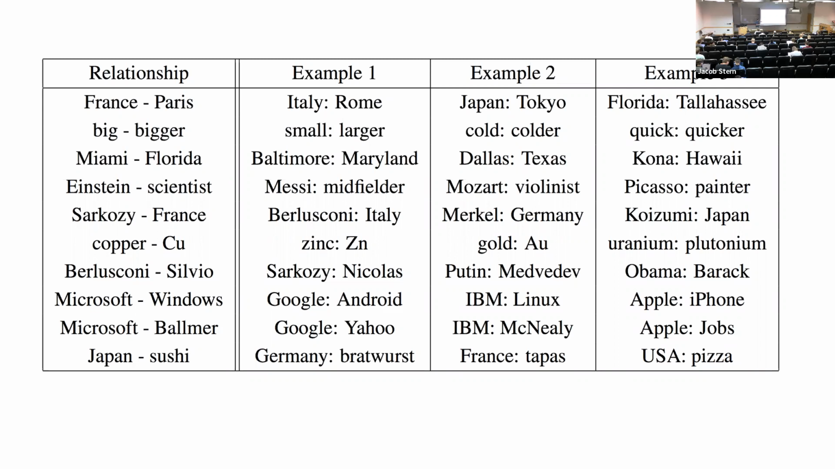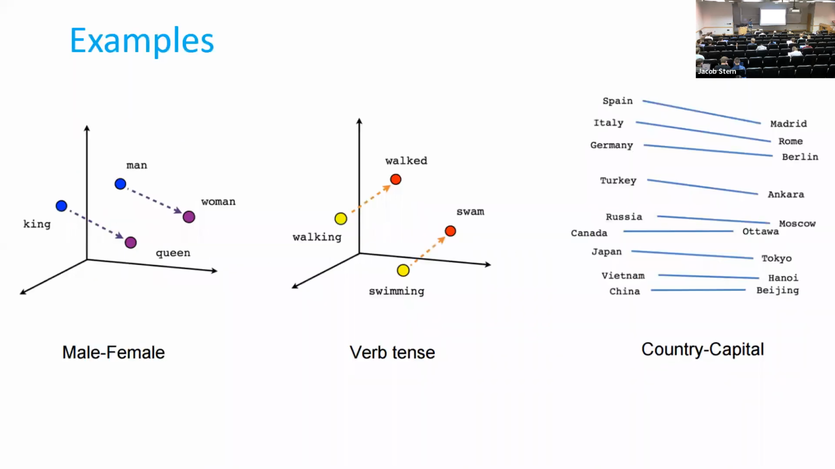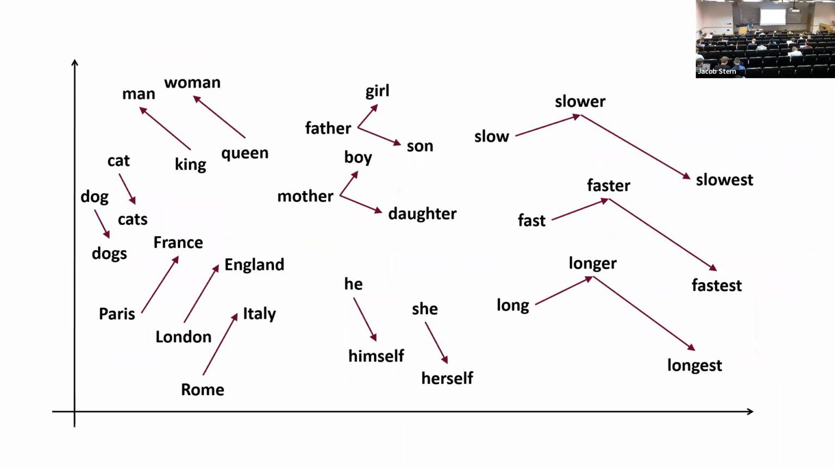But you can see, again, we have Microsoft Ballmer. So that's Steve Ballmer. He was the CEO of Microsoft. And then we get Google, Yahoo, IBM, McNeely, Apple, Jobs. So again, apparently Yahoo is the CEO of Google. So yeah, they aren't perfect, but in general, they tend to do pretty well with these analogical reasoning tasks. More analogies. More vector addition and subtraction. Any questions or comments on this idea of arithmetic with word vectors or analogical reasoning?